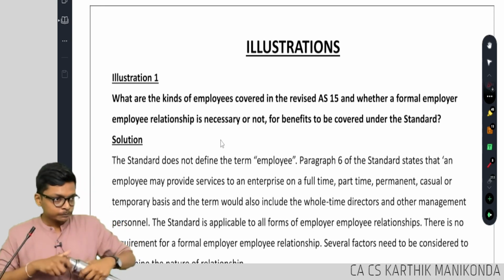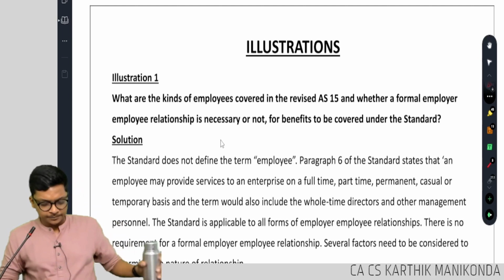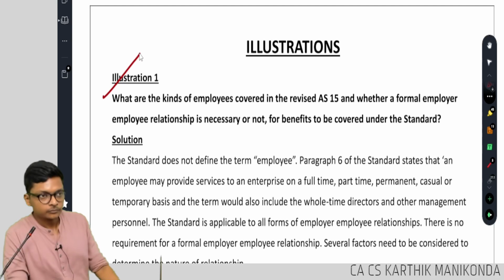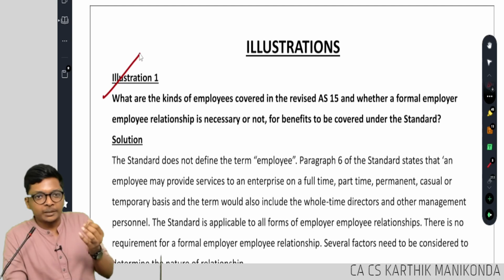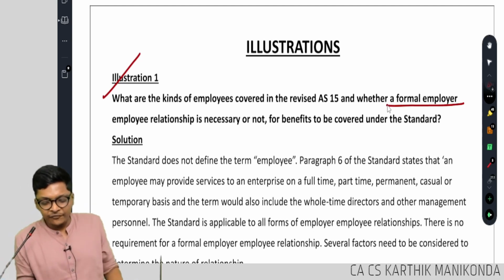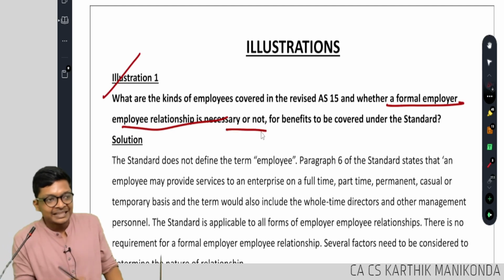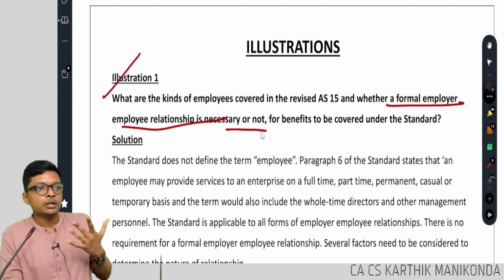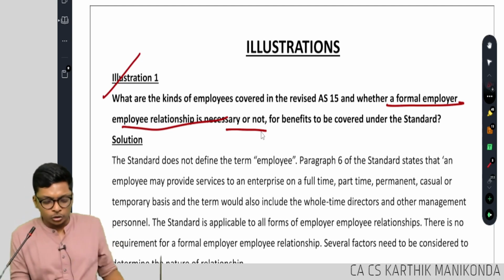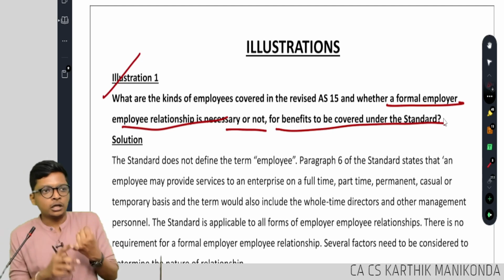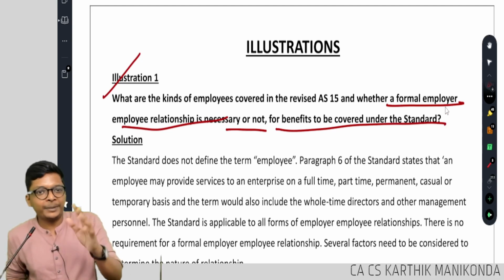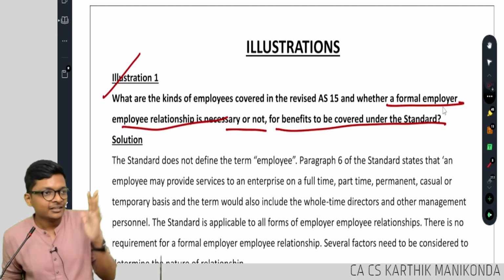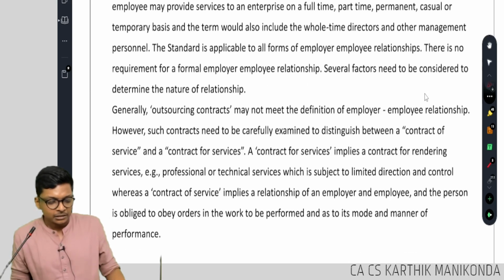Follow, guys. I hope all of you got the first question. What are the kind of employees covered in AS 15? Everybody, short term, long term, permanent, temporary. Whether a formal employer-employee relationship is necessary. Do you need a formal relationship? No, agreement not needed. It could be informal also for benefits to be covered. It could be long term, short term, permanent, temporary, formal or informal. Employee, you are paying him, employee cost in schedule 3, you will take it. Are you following, guys? That's it. That's what I'm saying.